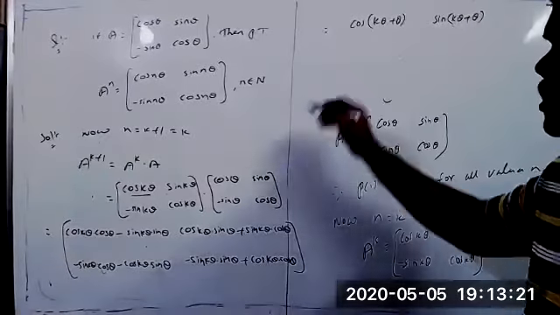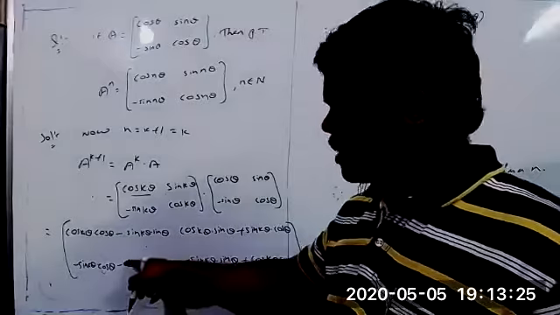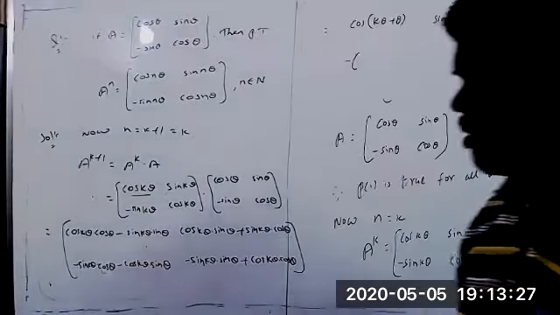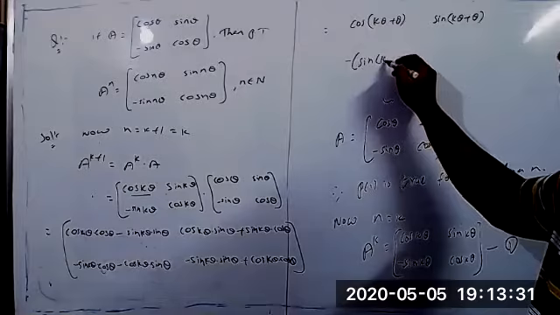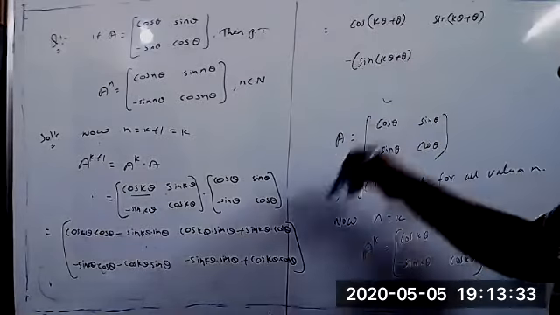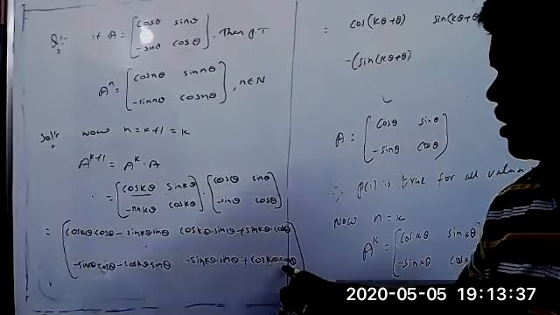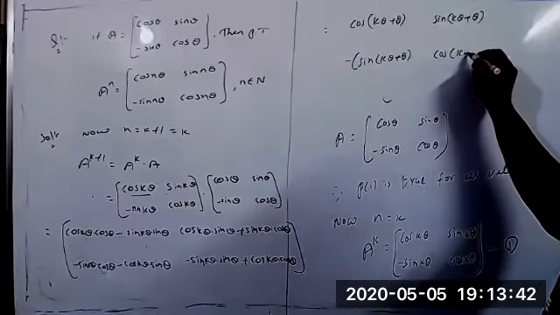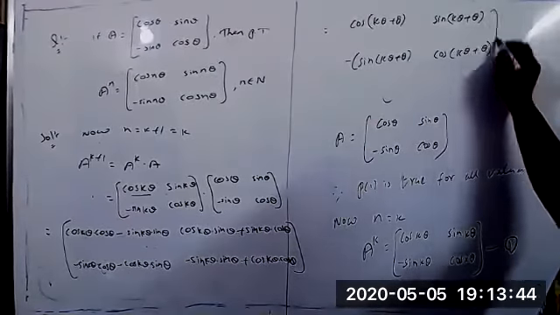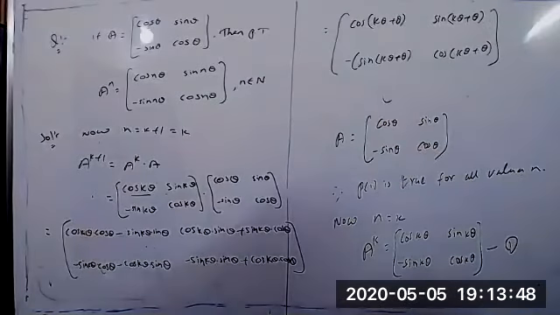And come to the third term, if you take minus common, these terms become positive only. Again, sin A cos B plus cos A sin B equal to sin A plus B, so you can write sin k theta plus theta. And coming to the fourth term, again cos A cos B minus sin A sin B equal to cos A plus B. So cos of k theta plus theta. This is the value of A power k into A.